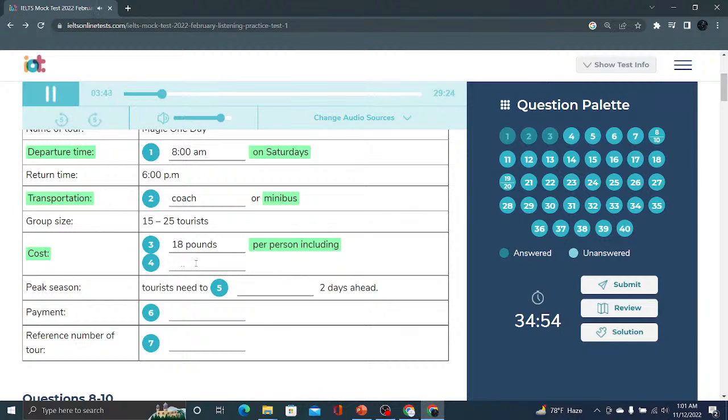Great. Does it include lunch? No, but the guide fee has been included.